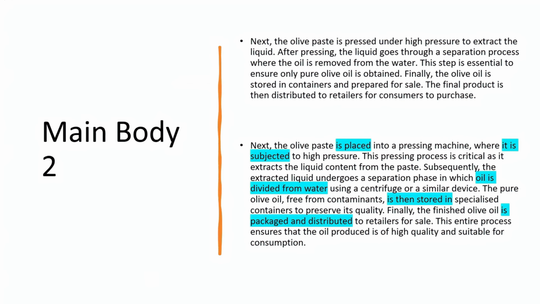The pure olive oil, free from contaminants, is then stored in specialized containers to preserve its quality. Finally, the finished olive oil is packaged and distributed to retailers for sale. This entire process ensures that the oil produced is of high quality and suitable for consumption.